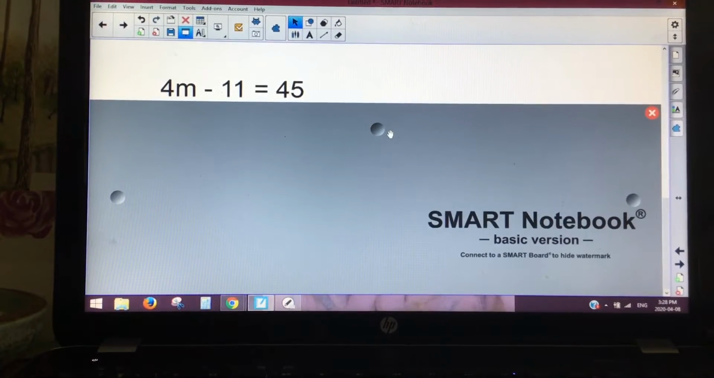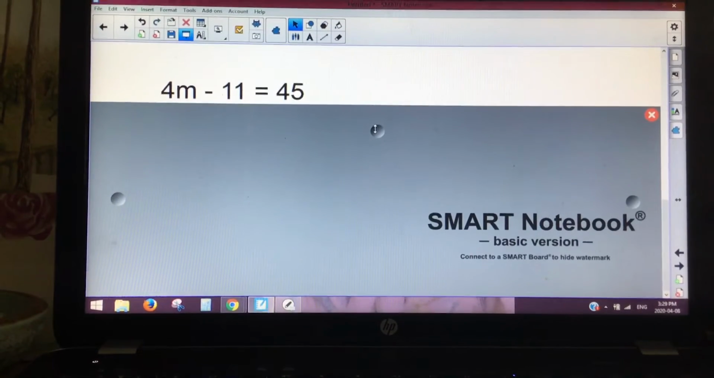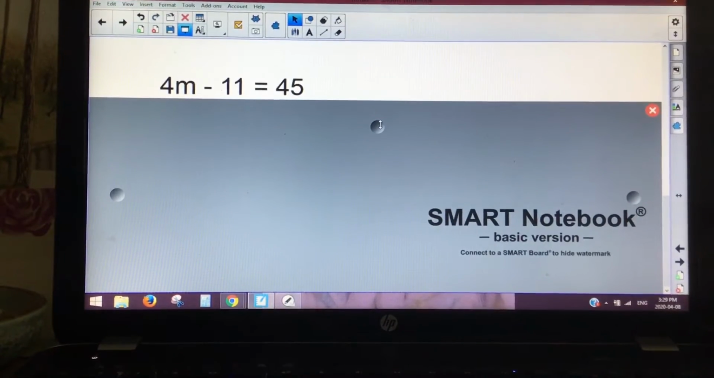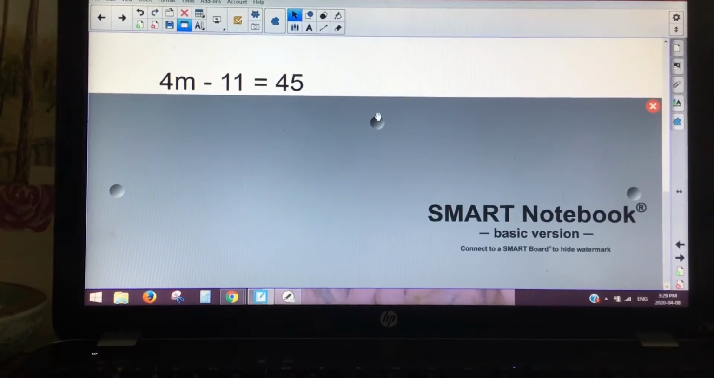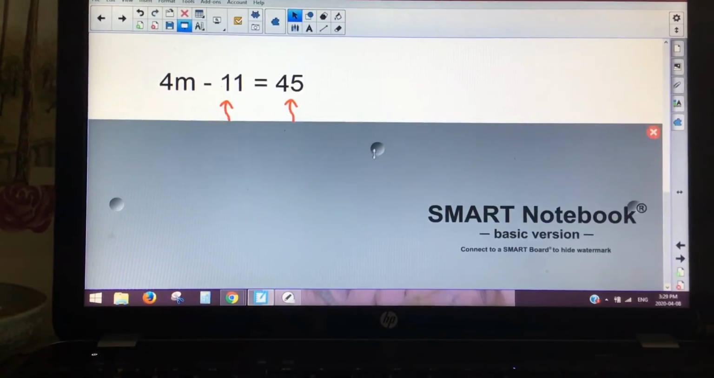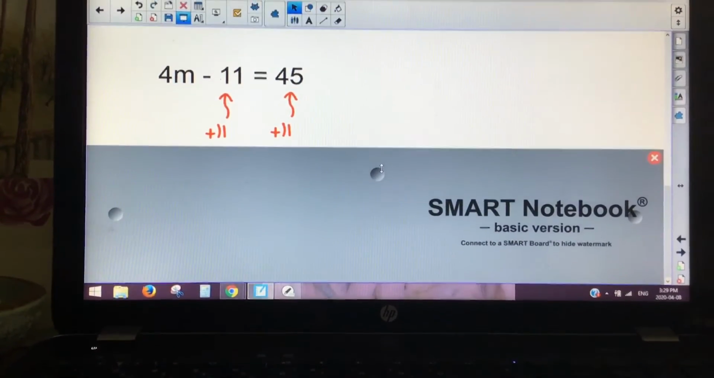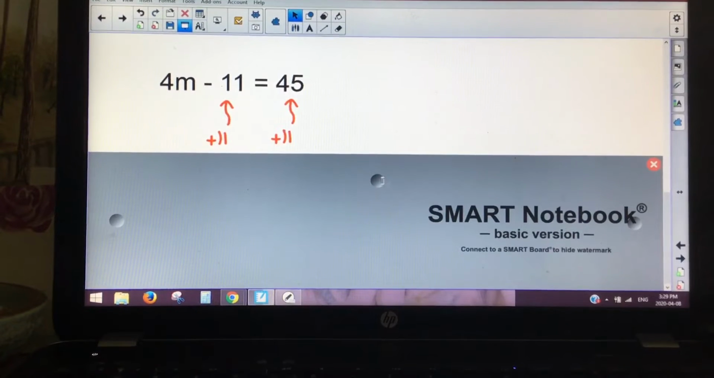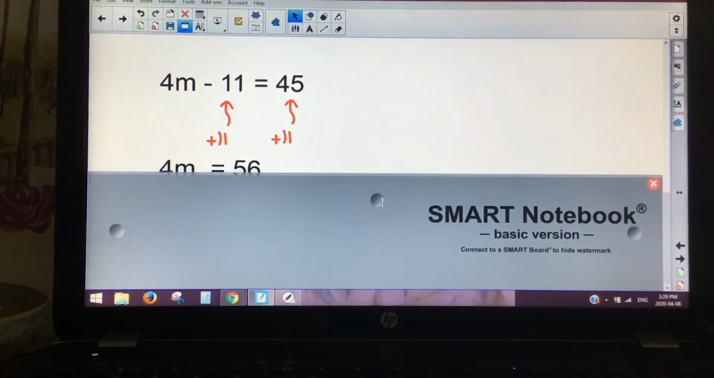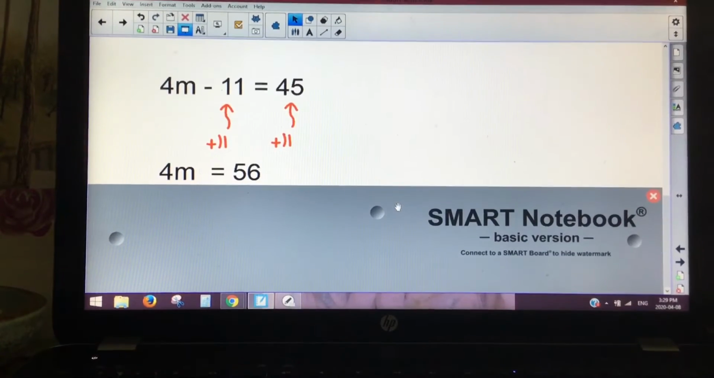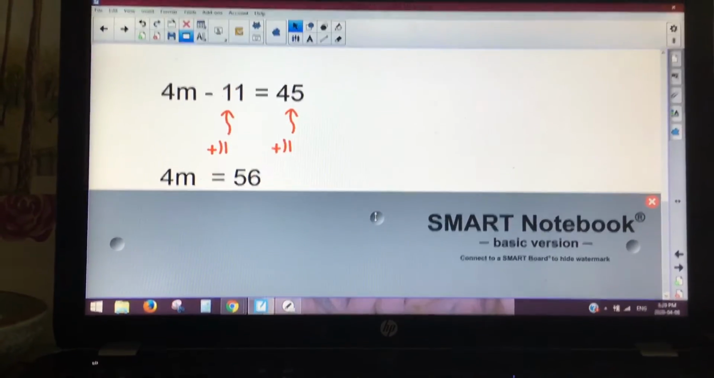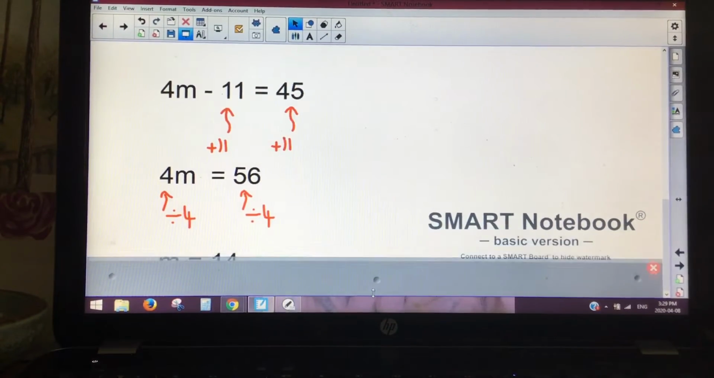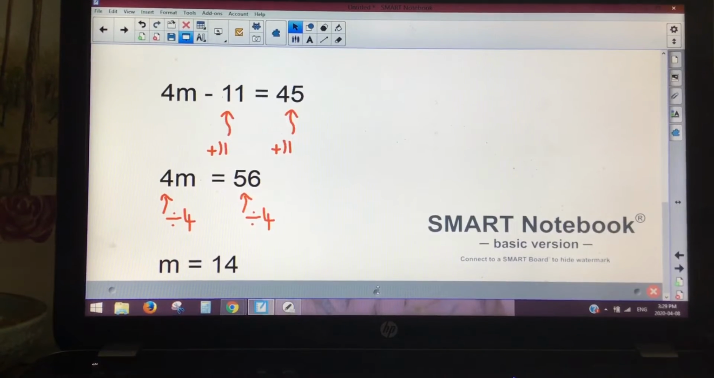Okay, next we have 4m subtract 11 is equal to 45. The first thing I need to do is get rid of whatever is attached to my 4m, which is subtracting 11. How do I get rid of subtracting 11? Well, I add 11. If I add 11 to the left, the subtract 11 disappears, but I need to add 11 to the right to balance that. So 4m is equal to 56 now. I don't want 4 times m, I want one of them. So I divide the left and right by 4, so I'm left with m is equal to 14.